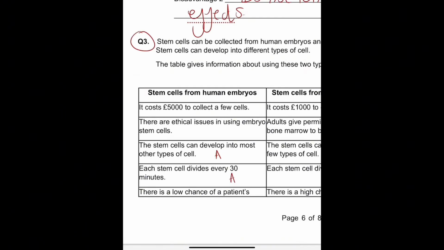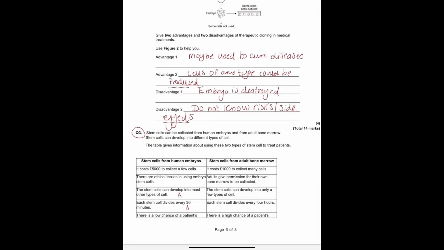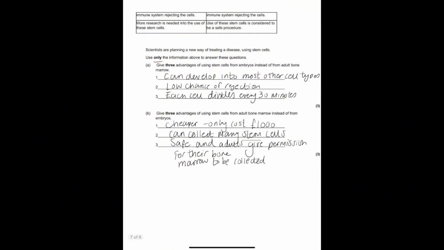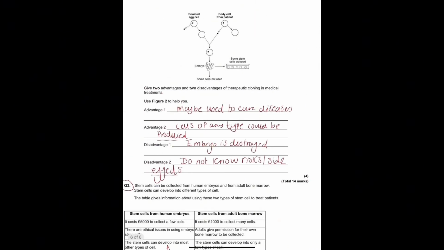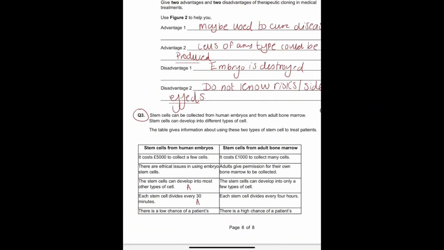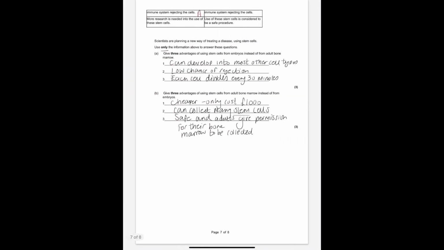Advantage, and there is a low chance of the patient's immune system rejecting the cells. That will be an advantage as well. And more research is needed into the use of stem cells. Obviously that wouldn't be an advantage. Okay, so can you see I wrote all these advantages down? It's about you identifying the advantages. They're not all advantages in that table, so you need to identify them, which I've helped you with now. So I wrote down can develop into most other cell types, low chance of rejection, each cell divides every 30 minutes. So that's your 3 marks just from that table.